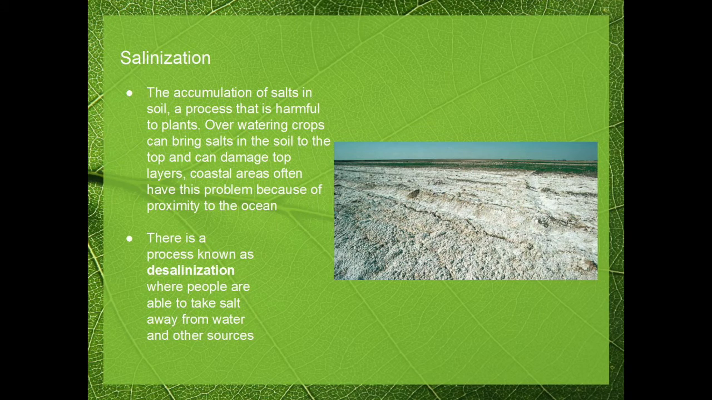Salinization. Now, salinization is the accumulation of salts in soil. This is very harmful to plants because plants can only tolerate a certain amount of salt in the water that they intake. Overwatering crops can bring salt into the soil from the top of the soil and can damage the top layers of the soil.